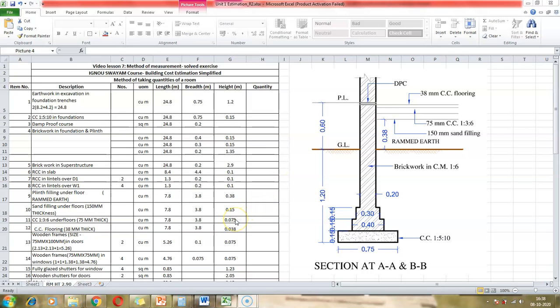So we take it as 0.075. The next is the flooring material. So this is cement concrete flooring, 38 mm thick. That has been mentioned here.